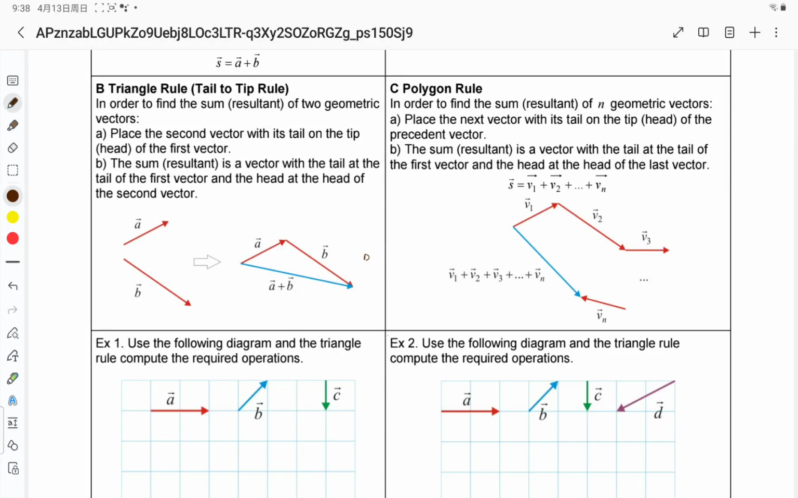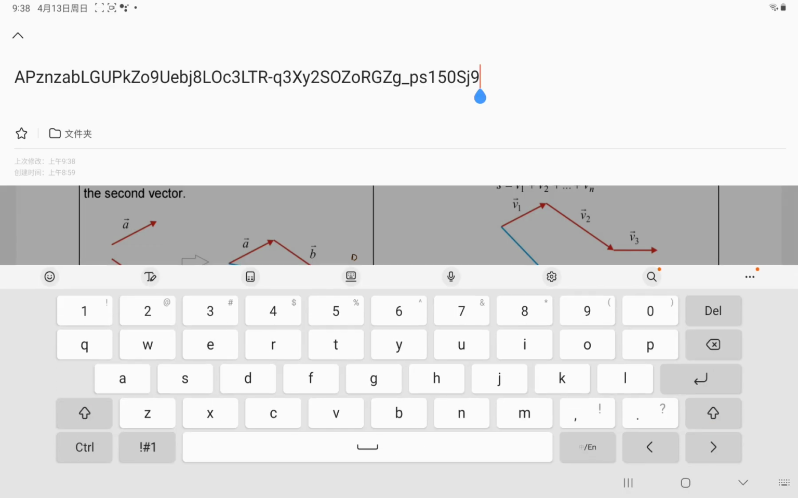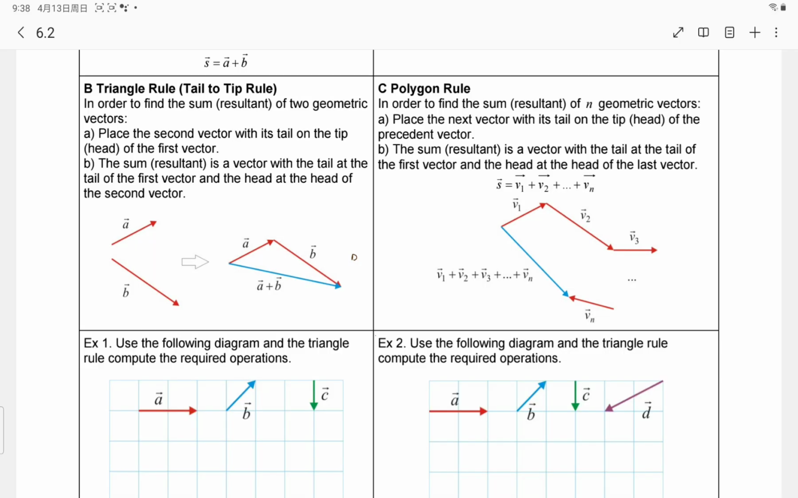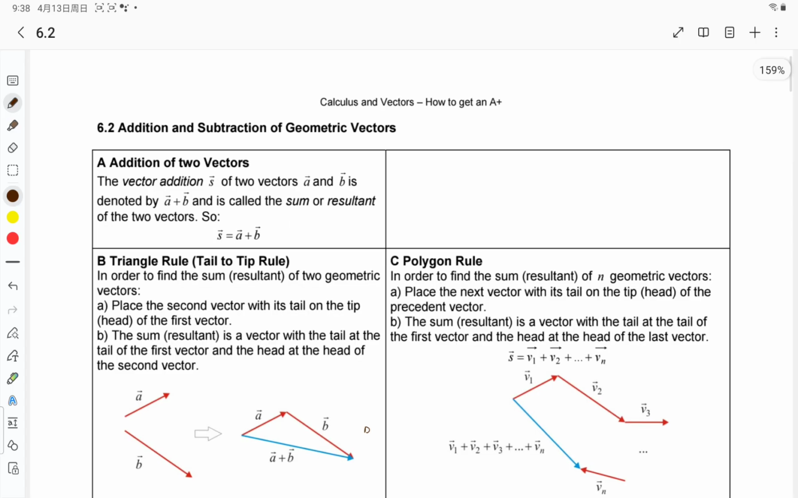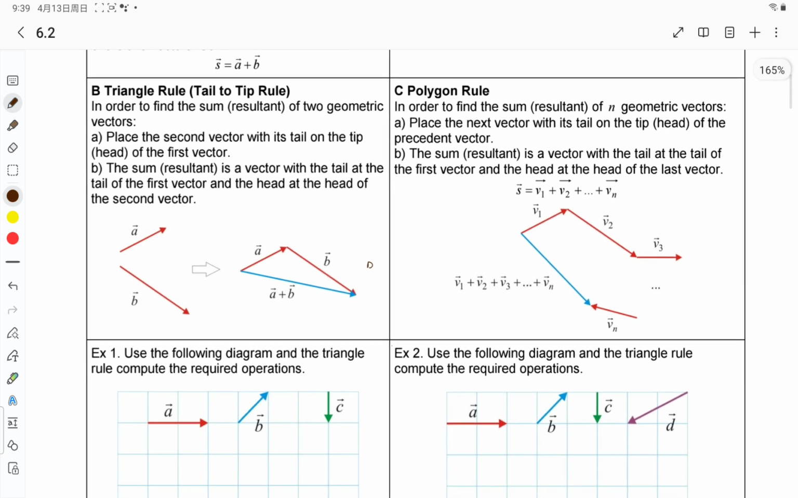So we continue with the operations between vectors, and particular for this section, I think this is section 6.2, and these are for vector addition and subtraction. I think for coordinate-wise operations we already know, so then we just need to get familiar with how to visualize it.